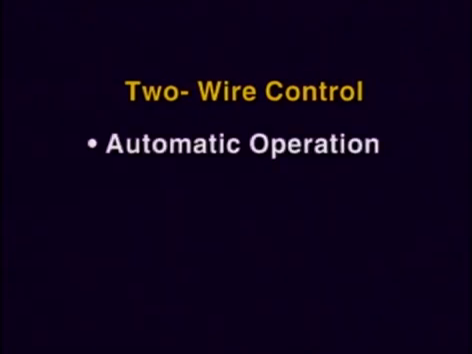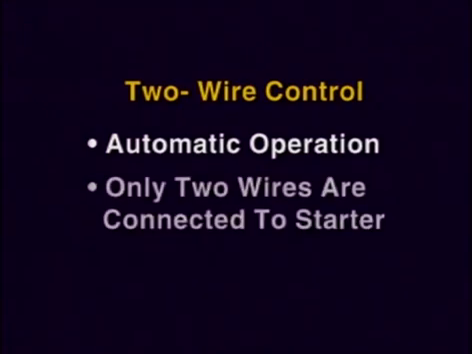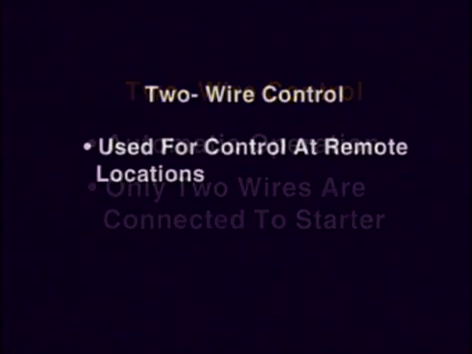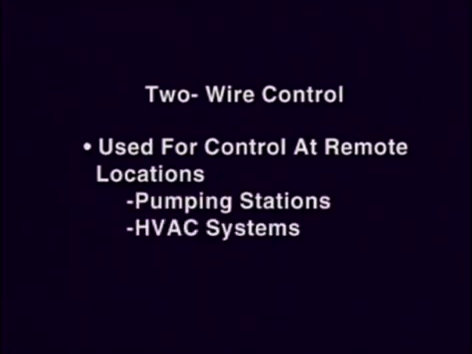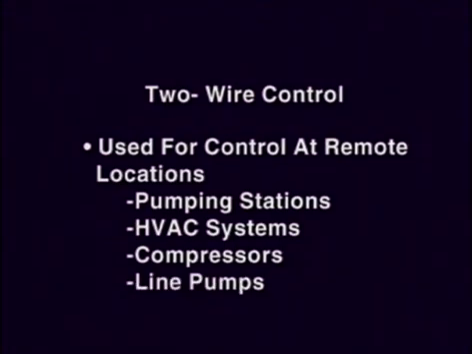2-wire control circuits are used in applications where the system operation is automatic, which does not require operator intervention. This control circuit is called 2-wire because only 2 wires are connected to a coil in a motor starter, thus making the control circuit appear as one circuit in series driving the logic to a coil. 2-wire control circuits are generally used in circuit applications which are controlling a load device at a remote or distant location. For example, in the control of pumping stations, HVAC systems, compressors, line pumps, and others.